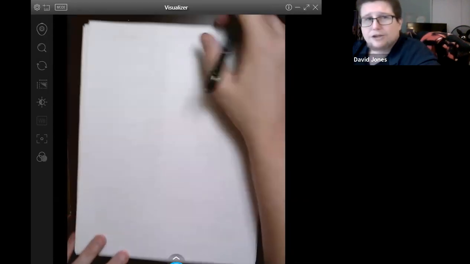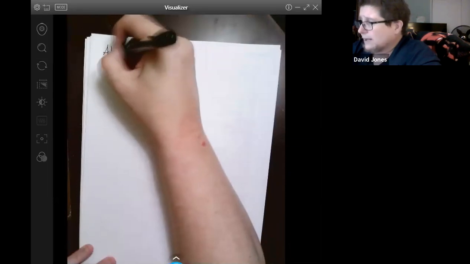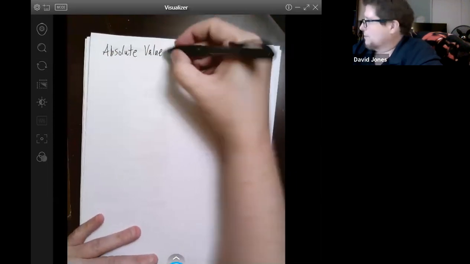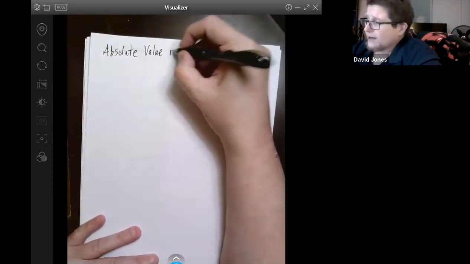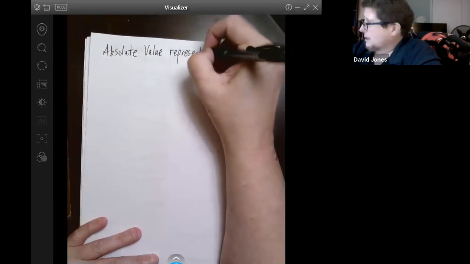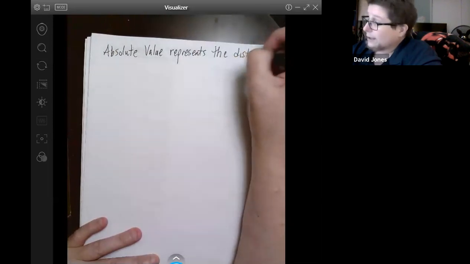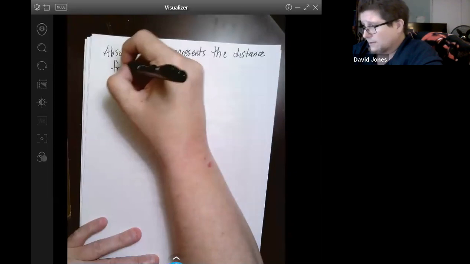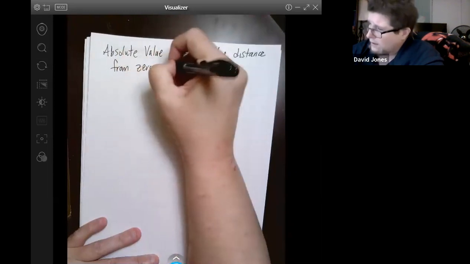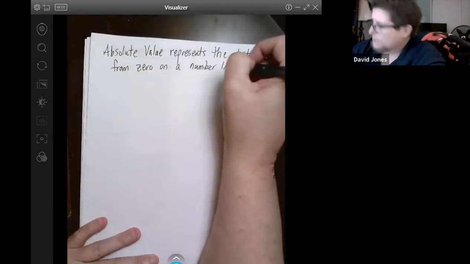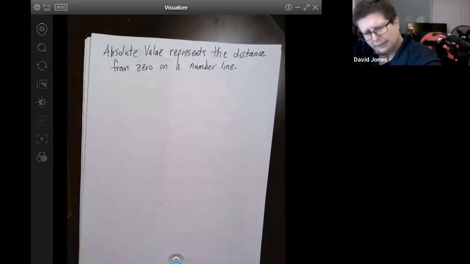Absolute values. We mentioned them earlier. Let's talk about them. Absolute value, one of the definitions, and probably the most helpful one: the absolute value represents the distance from zero on a number line. Now, I've heard there are some math people that hate that description, but I think for the average person and for most people that use absolute value signs, this is sufficient.